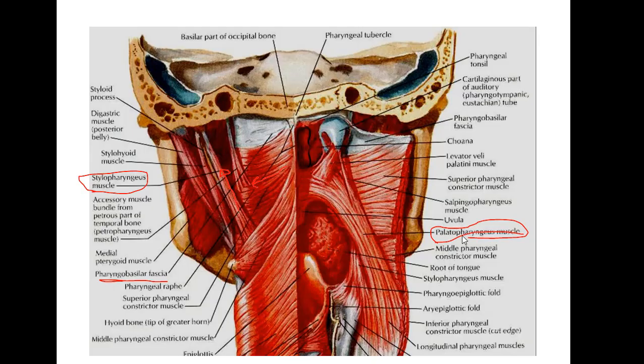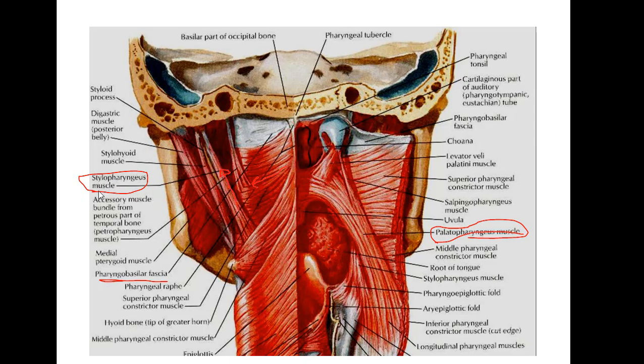As you see here, we have three constrictor muscles: superior, middle, and inferior pharyngeal constrictor, and we have three longitudinal muscles. The first one is the stylopharyngeus muscle.